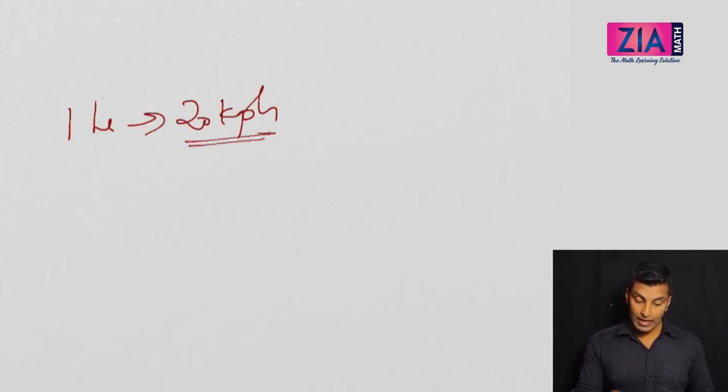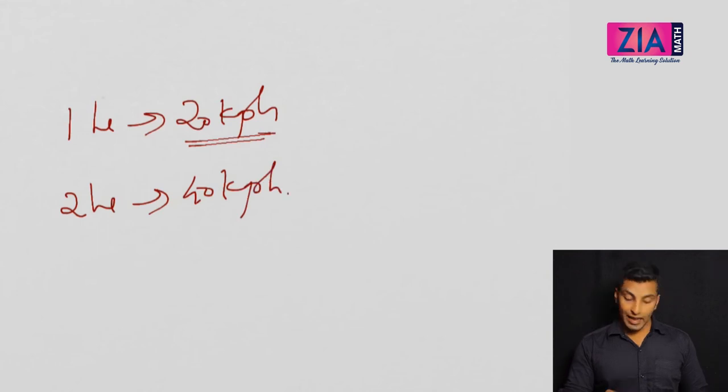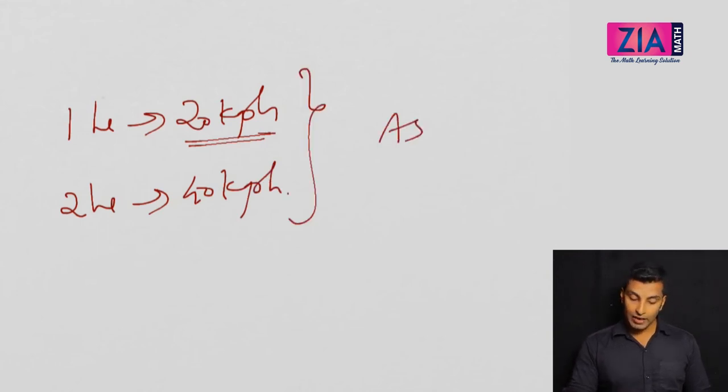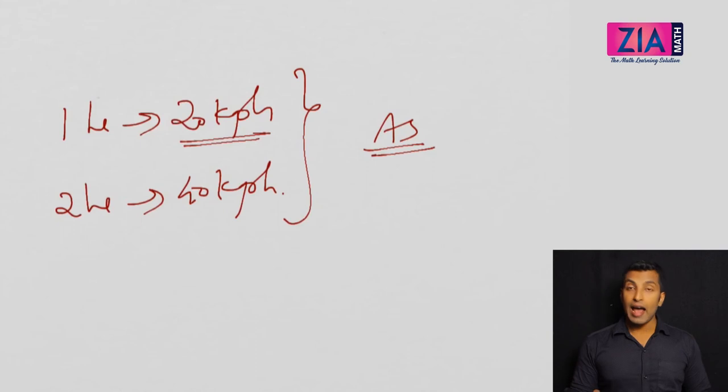Now instead of distance I am giving you speed. Okay, next 2 hours you are traveling at 40 km per hour. Then you are asked to find the average speed. But what is average speed? Average speed is actually distance by time, total distance by total time. So here can you find the total distance? Yes, speed into time, you'll get the distance.